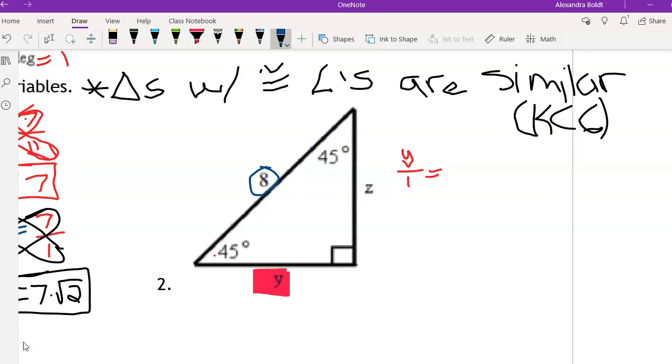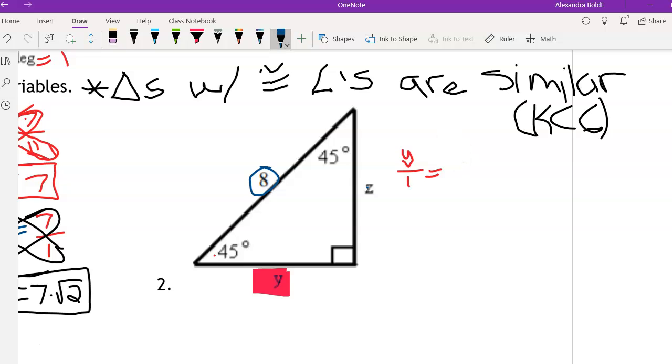And then this is 8. And it's between our 45 and our 45. Again, I'm choosing the 8 because it's a number. Z is not a number. It's another variable. So I have to use 8.